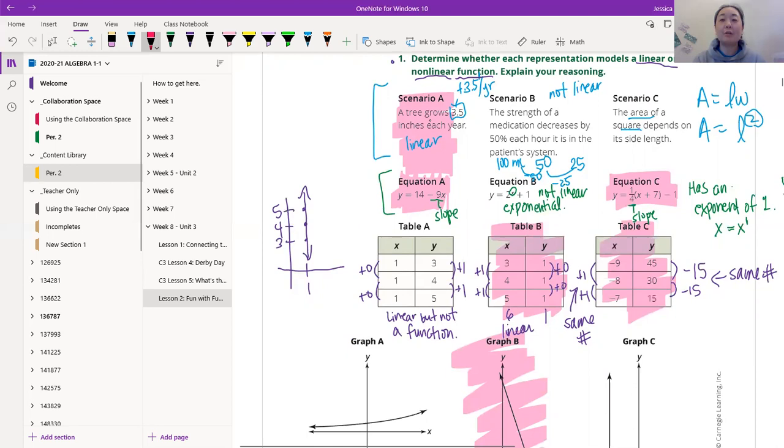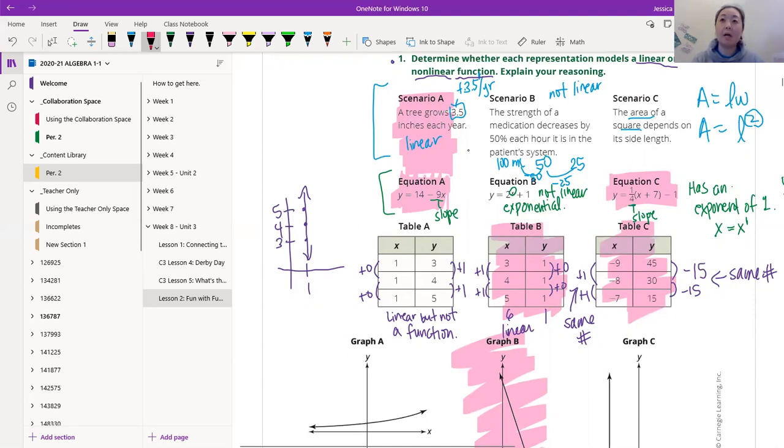But there we go. Scenario A says a tree grows 3.5 inches every year. So if you see that this is something that we keep on adding every single year, that's what we call rate of change. That is definitely linear. So that 3.5 is like a common difference, which is our slope, which is our average rate of change.